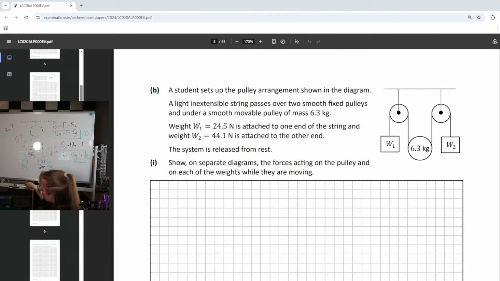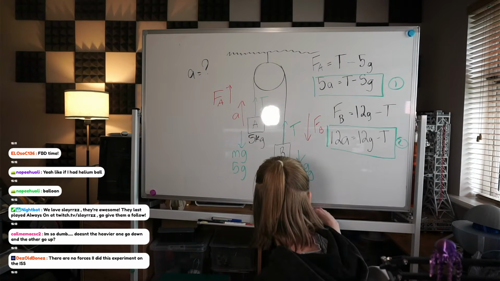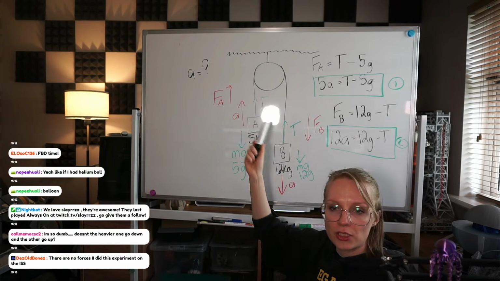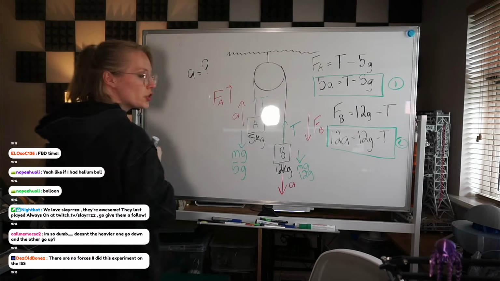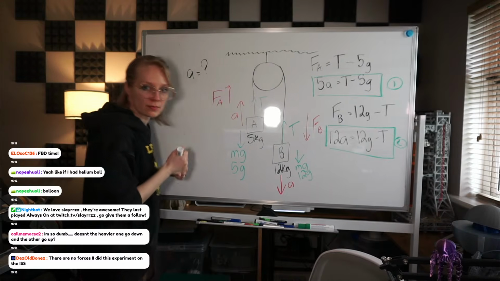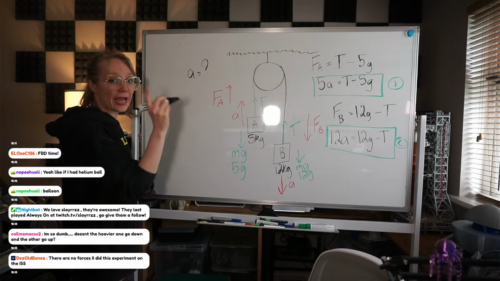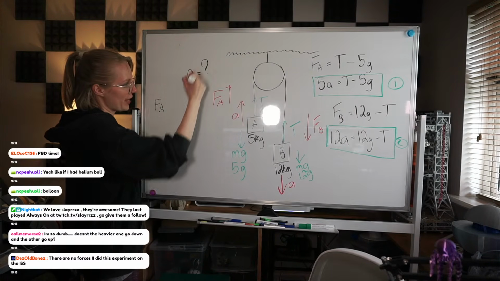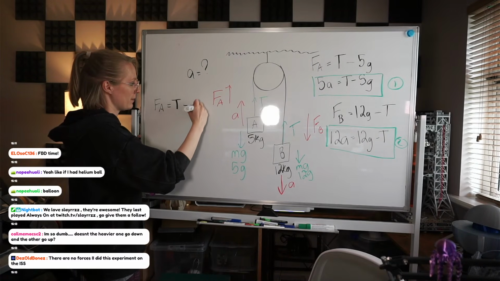Let me show you something. When I look at this diagram, I could do a whole lot of things here. There's two ways I can write this equation. I could say FA going up is equal to the tension going up minus the weight going down, mg.